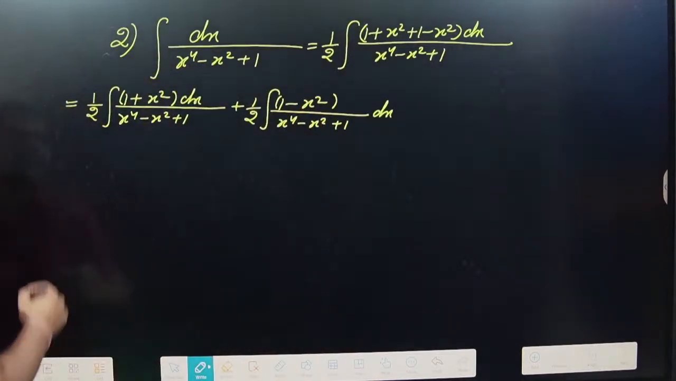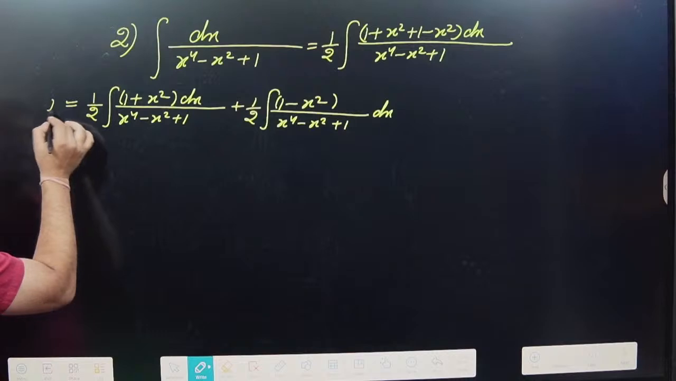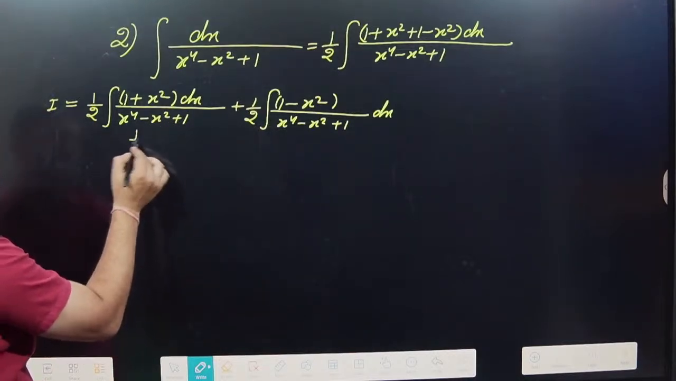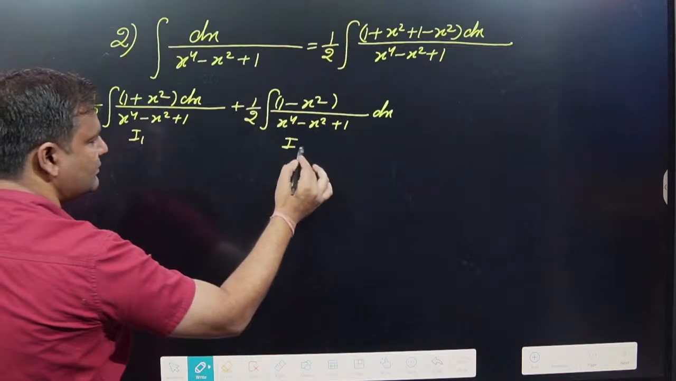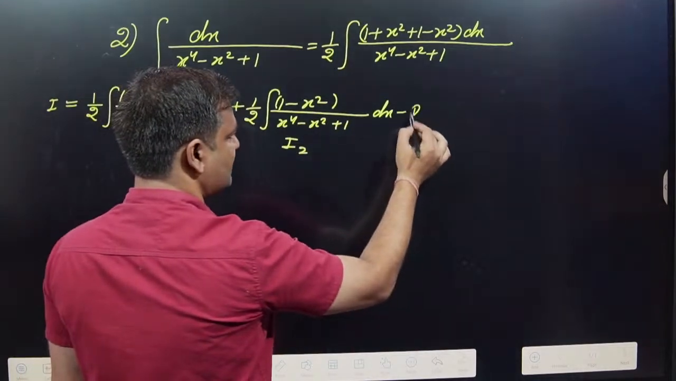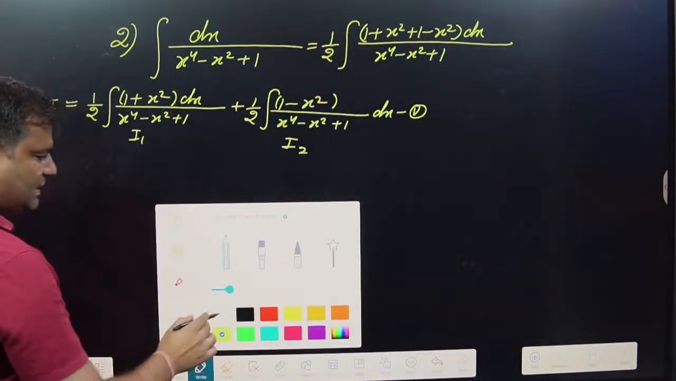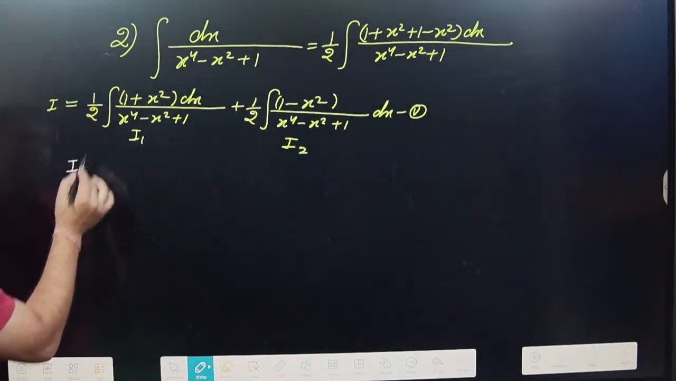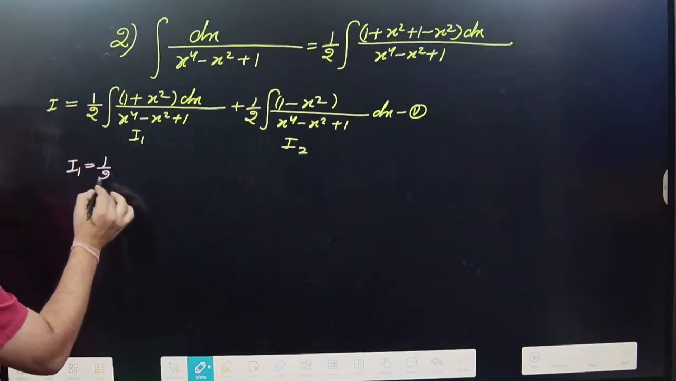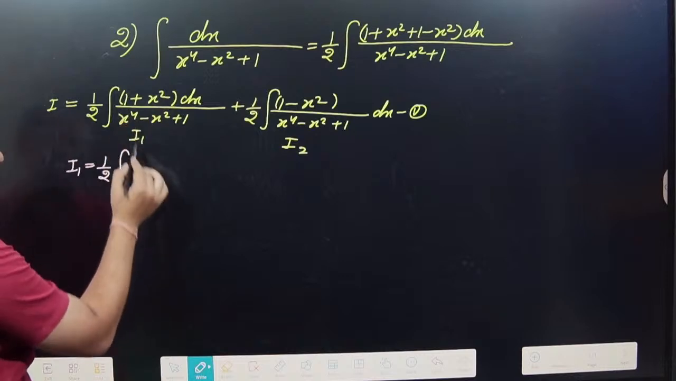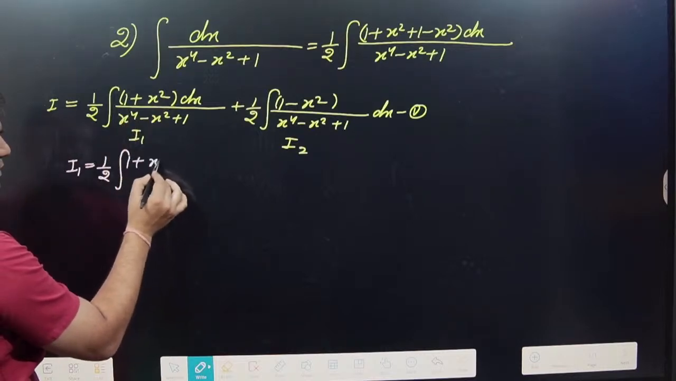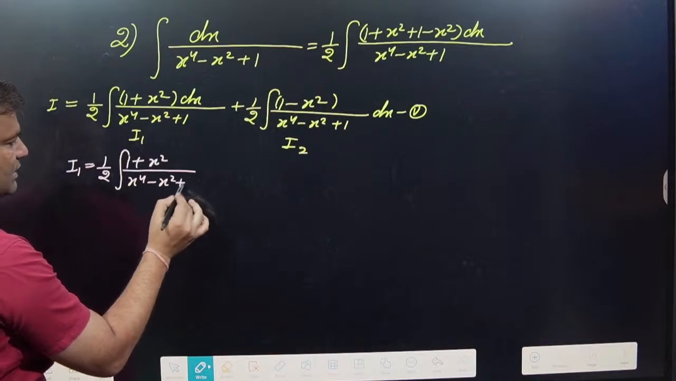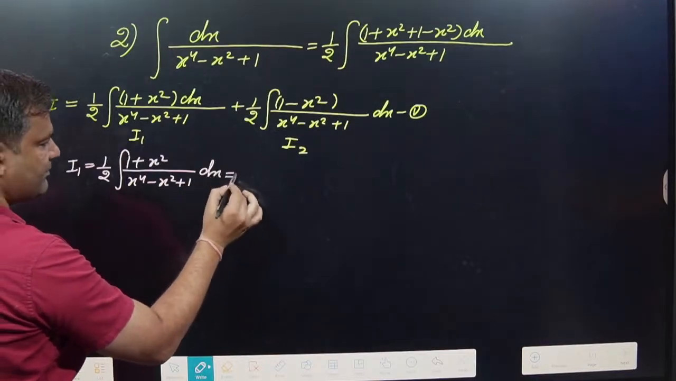Okay, that is I. This one is I1 and that is I2. Here I1 and here I2, and this one we consider equation number 1. After that we focus on I1. Let I1 be 1 by 2 into 1 plus x square divided by x to the power 4 minus x square plus 1 into dx.